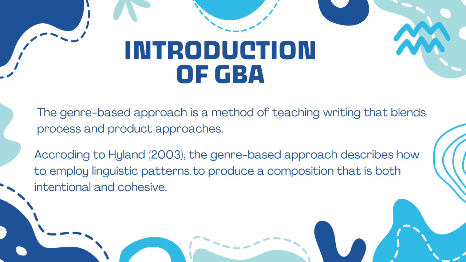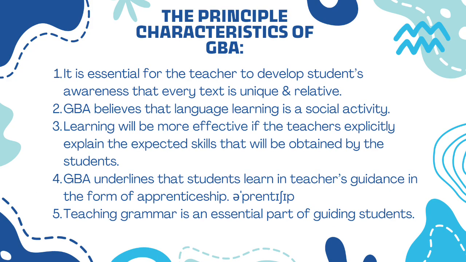According to Hyland 2003, the GBA describes how to employ linguistic patterns to produce a composition that is both intentional and cohesive. The principal characteristics of GBA: First, it is essential for the teacher to develop students' awareness that every text is unique and relative. It means that each genre has different social purposes, structures, and linguistic features. Therefore, students must understand that not all texts are the same.